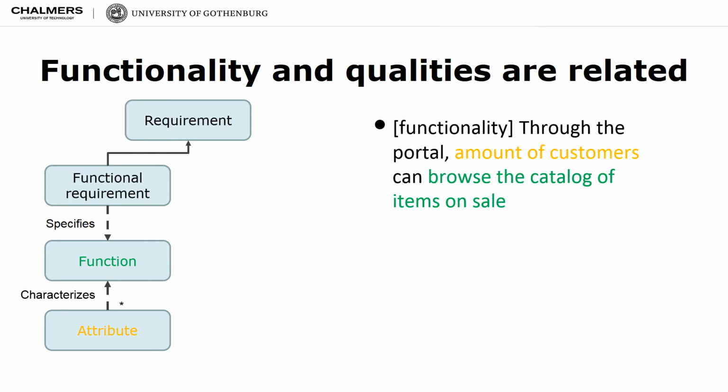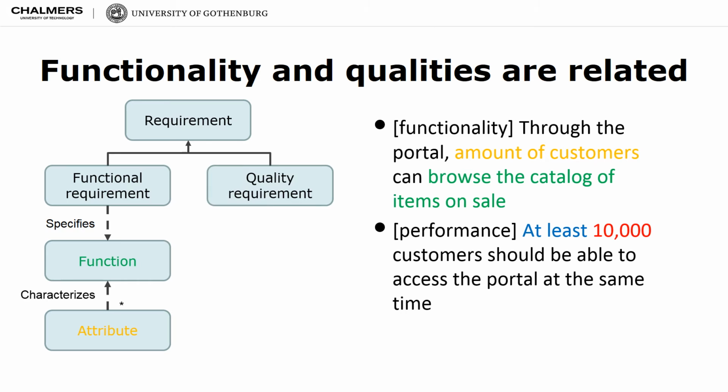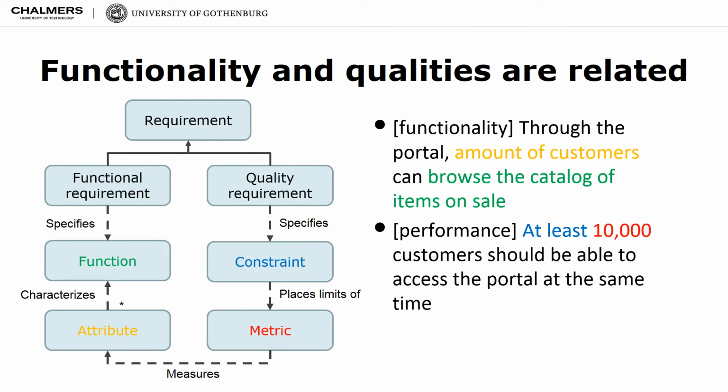Quality requirements specify constraints on such functions. For instance, in our example, a performance constraint would be that we are interested in having at least 1,000 concurrent customers. So what is important to note is that the nature of quality requirements is that of being constrained, expressed in a measurable way with respect to certain functions.